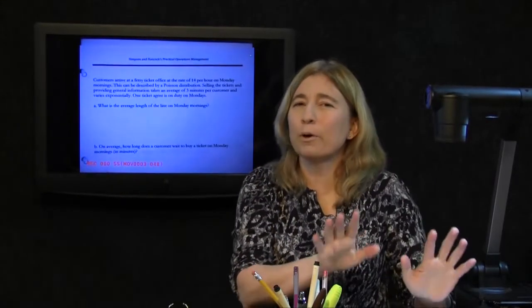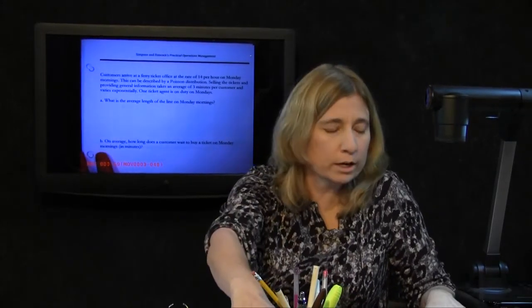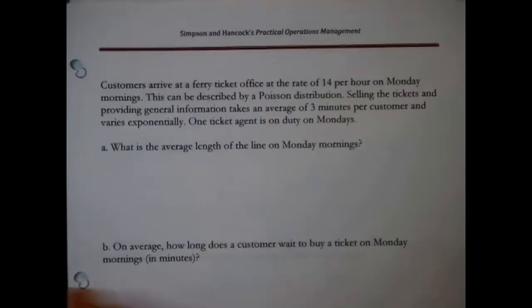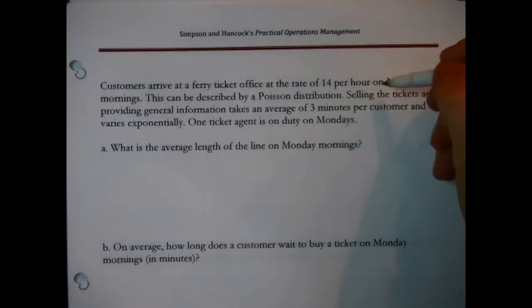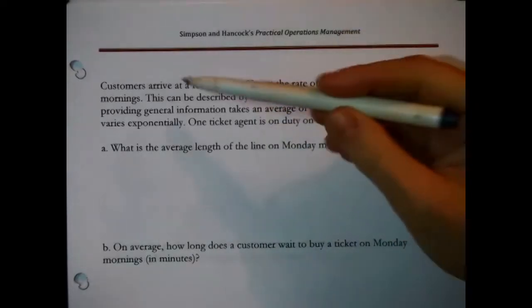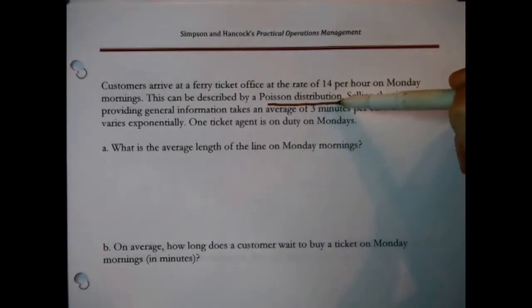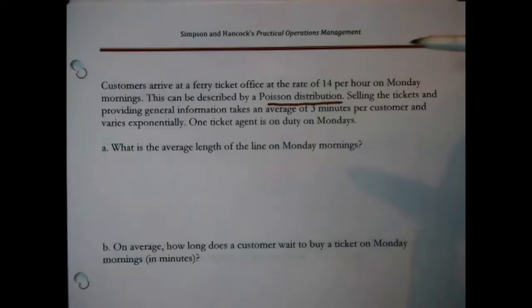Now, how do I know, other than the fact that the formulas are included in the note frame, that this is MM1? Let's look. Customers arrive at a ferry ticket office at a rate of 14 per hour on Monday mornings. So we have random customer arrivals. This can be described with a Poisson distribution. That's my first hint because the MM1 model assumes a Poisson distribution.